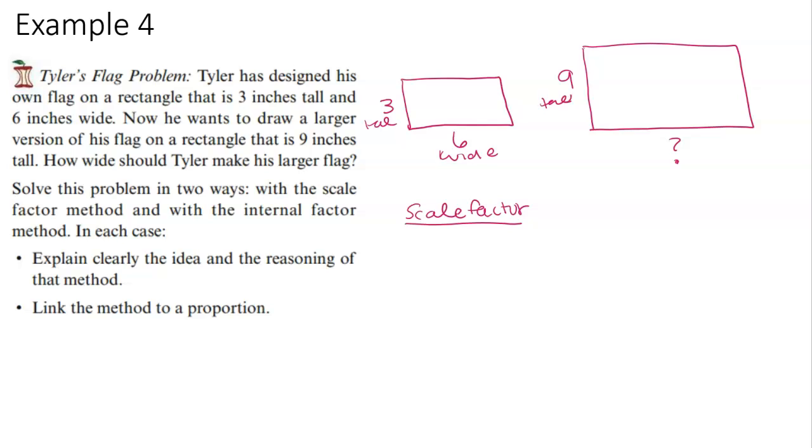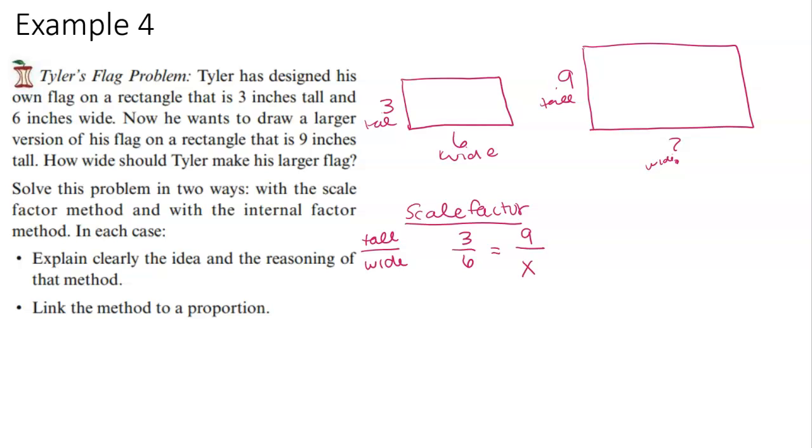Tall and wide. You call it length and width, it doesn't matter. I'm going to call it tall over wide, and you could have said wide over tall. It doesn't matter. So tall over wide is 3 over 6 for our model, and it's going to be tall over wide, 9 over, I'm going to say x.